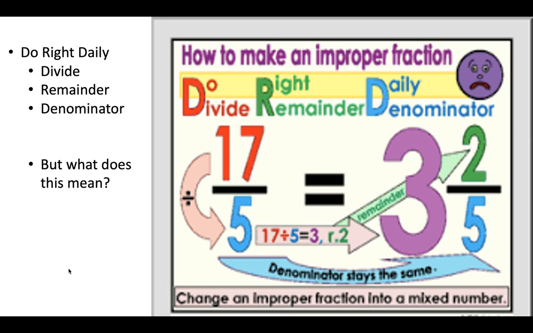So how do we make an improper fraction turn into a mixed number? We're going to use the words Do Right Daily. Do Right Daily means the steps are divide, remainder, and denominator. But what exactly does that mean? I don't get it. I see pictures. I see it says 17 divided by 5 equals 3 with a remainder of 2. But I'm still a little confused. So what does Do Right Daily mean, Mrs. DiMiola? Divide, remainder, denominator. What does that mean?